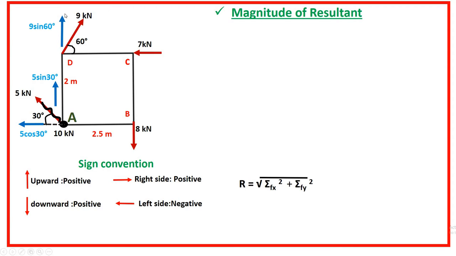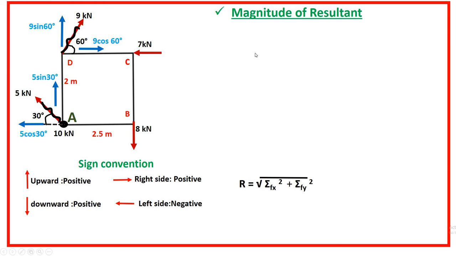The vertical component is 9 sin 60 and the horizontal component is 9 cos 60. Now forget about this. We have already resolved it into two components, right? Remember, this angle is 60 with respect to positive x, and that's why this is cos, right? If this angle is with respect to y, then it is sine, right? Got it or not? Okay, now for this 7 kilonewton, no need to resolve that. Now for this 8 kilonewton, no need to resolve that also, right?